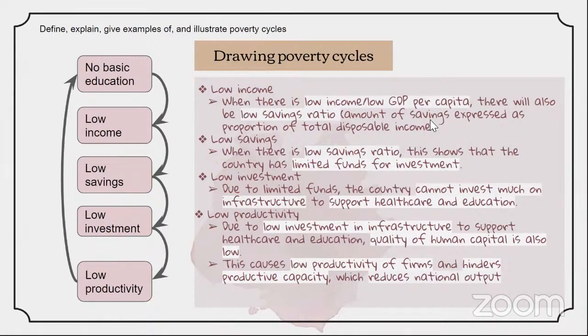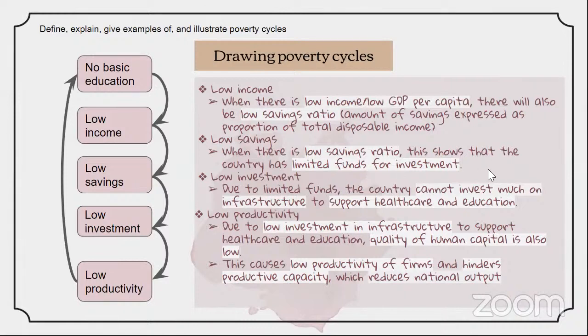So after that, because of low income, dia akan jadi low savings or low savings ratio. So kita pergi the next step, low savings. So kalau jadinya low savings ratio, macam dalam bank, country punya bank tu sikit je lah ratio, savings dalam dia. So because of that, the country has limited funds for investment. So simple je point tu. So because of the low savings, akan jadinya country tu tidak banyak duit for investment.